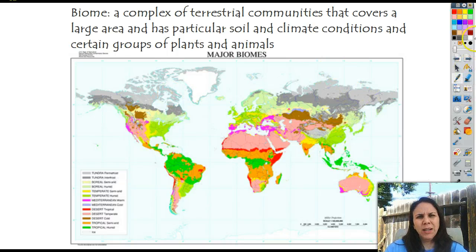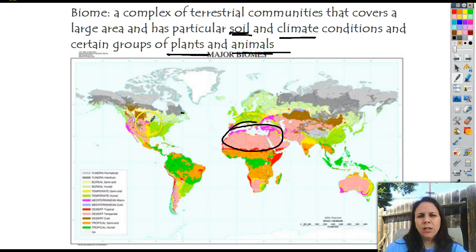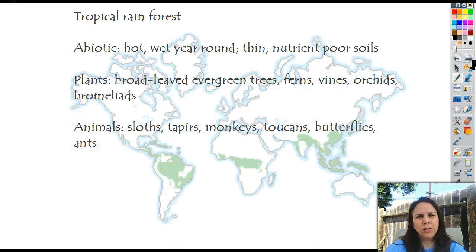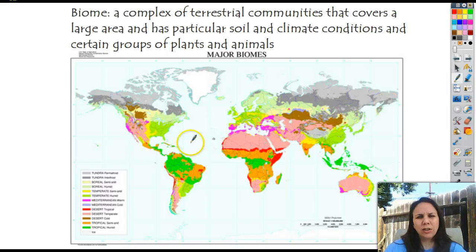So a biome is just a complex of terrestrial communities that covers a large area, and has very specific soil types, climate conditions, and very specific plants and animals. We're not going to see a giraffe cruising around in Arizona because that biome doesn't support giraffes. So everyone is very particular as to the types of plants and animals that you can find in there. So what we're going to do here is on the next set of notes, we're going to take a look at each individual one, and we're going to take a look at where they're typically found, what are the major plants, animals, and abiotic factors that we can see in each one.